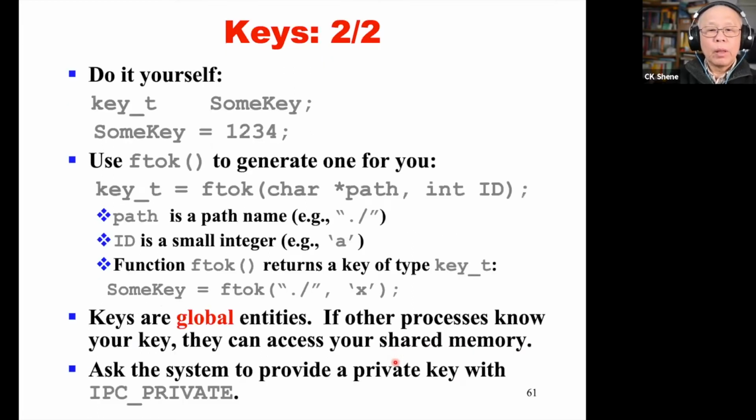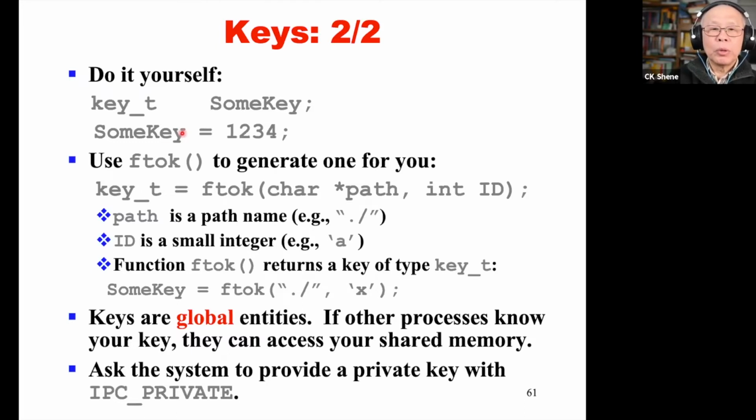Now, let's take a look at the first one. Do it yourself. Just declare a variable, some_key of type key_t, and put an integer into it. So you have a key of type key_t. But this is usually risky. What kind of a number you want to put into it? Your social security number, your birthday, or whatever. So it's not so secure.